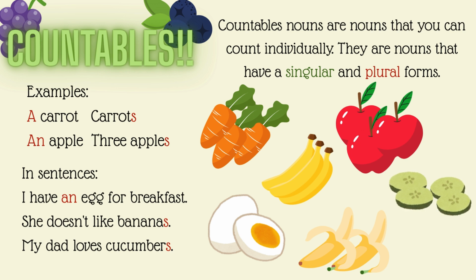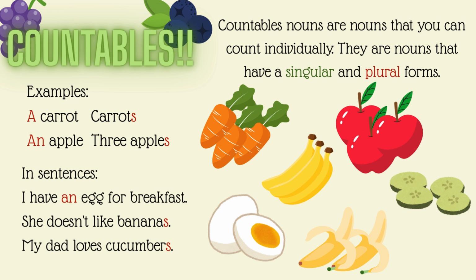It says that countable nouns are nouns that you can count individually. It means that they are nouns that have a singular and plural form. So we have the examples, and it says a carrot and then carrots. The other example says an apple and then 3 apples. If you look at the examples, the article changed, right? Because the rule says that when a word starts with a vowel sound, we need to use the article an, right? So carrots and apples have a singular and plural form.